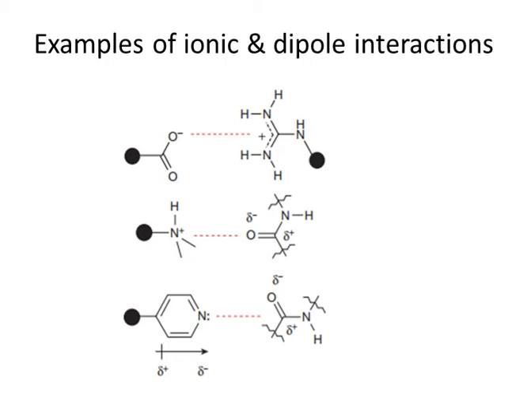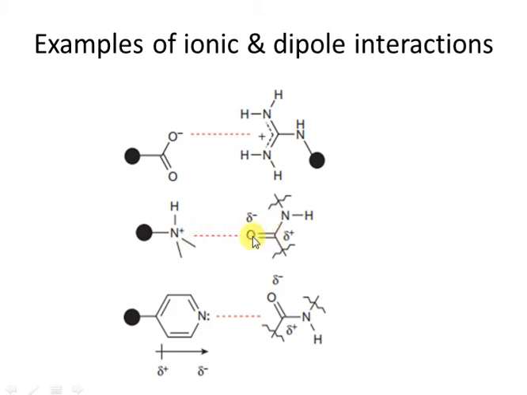So we have examples of ionic and dipole interactions. You can see that here we have a negative charge and here we have a positive charge. So this is an example of ionic interaction. Here we have a positive charge and a partial negative charge. So this is an example of a charge-dipole interaction.